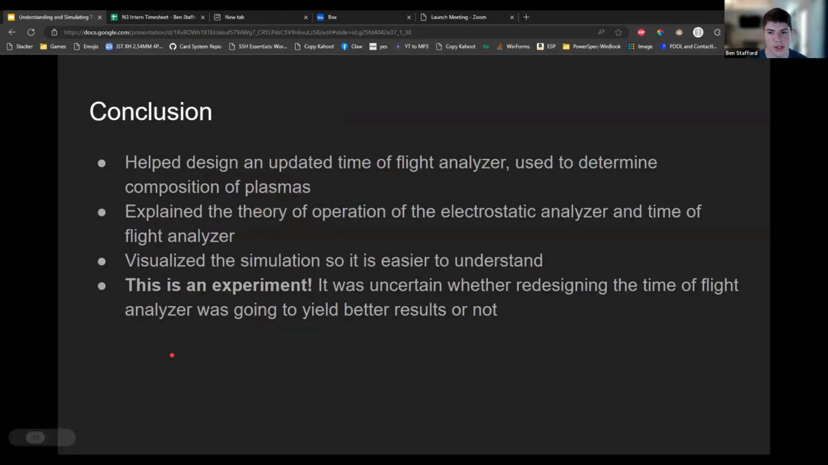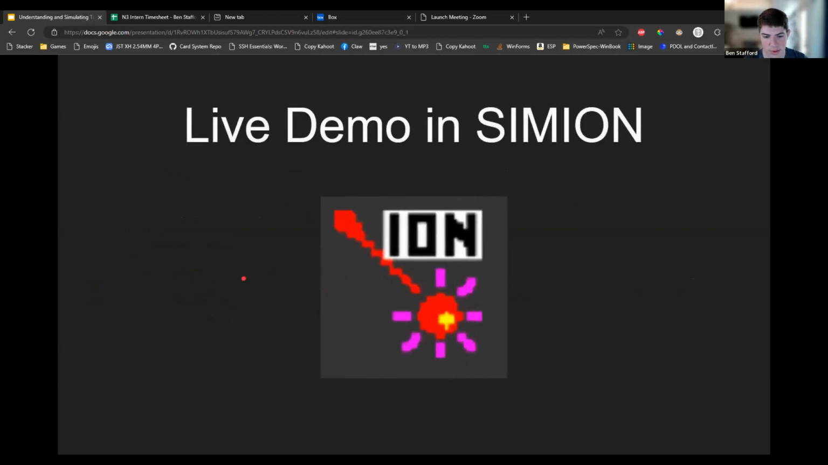So, conclusion. I helped design an updated time of flight analyzer used to determine composition of plasmas. I explained the theory of operation of the electrostatic analyzer and the time of flight analyzer. Of course, I visualized the simulation so it's easier for everyone viewing it to understand. And most important of all, this is an experiment. It was uncertain whether redesigning the time of flight analyzer was actually going to help or not. And in this case, I almost got it improved, but not quite. I'll show you that in the live demo in Simion.